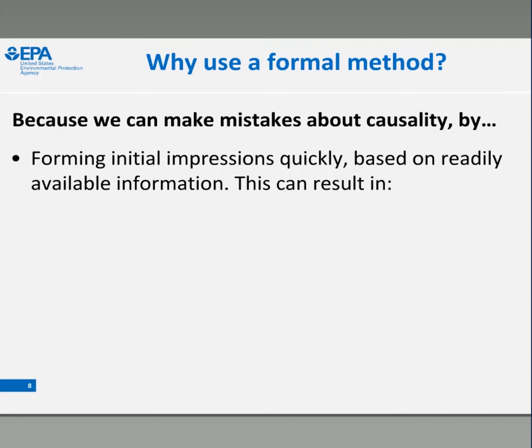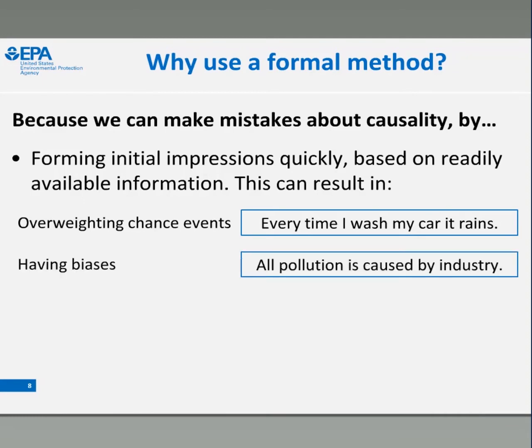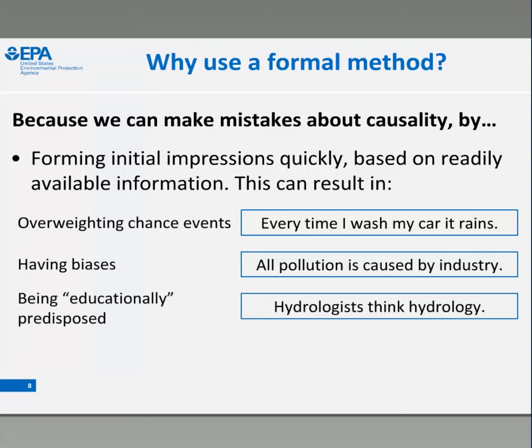We tend to form initial impressions quickly based on whatever information we have readily available. And this is the reason for the phrase jumping to conclusions. And this can result in a few things. We tend to overweight chance events, for example, by thinking that every time I wash my car, it rains. We can have biases that we bring to bear when we're thinking about things. So, for example, thinking that all pollution is caused by industry.